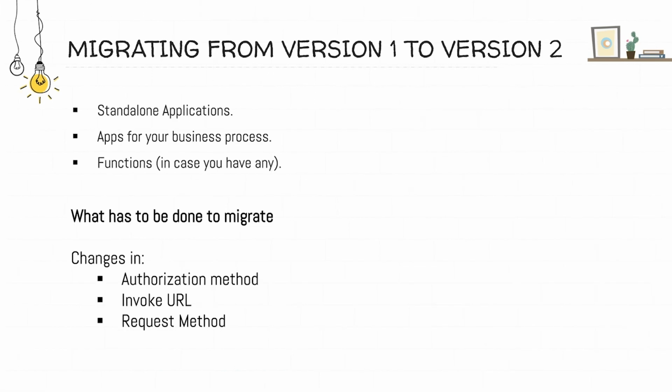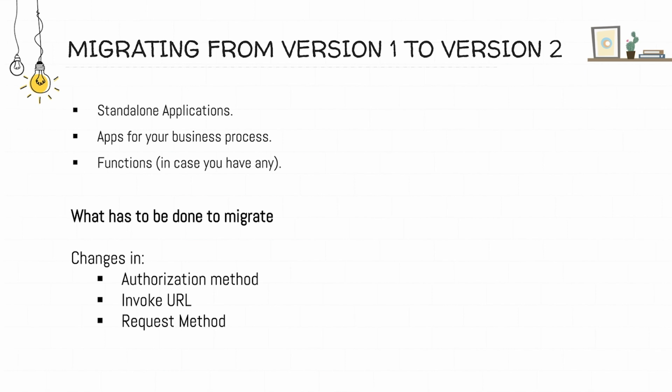And finally, we move on to the actual migration from version 1.0 to 2.0. When I talk about migration, there are 3 cases where this could be applicable. For example, a standalone application that you've built which achieves data sync from CRM with any other third-party application, or other third-party applications that you've used for your business process, which include Zoho CRM's APIs to achieve automation or just a data sync, and functions written in Deluge to manipulate data within CRM.